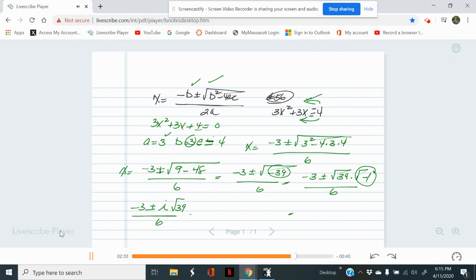Another way you could conceivably see this written is negative 3 over 6 plus or minus the square root of 39 over 6 i, and then obviously here we could reduce this down to lowest terms, so negative 1/2 plus or minus the square root of 39 over 6 times i.